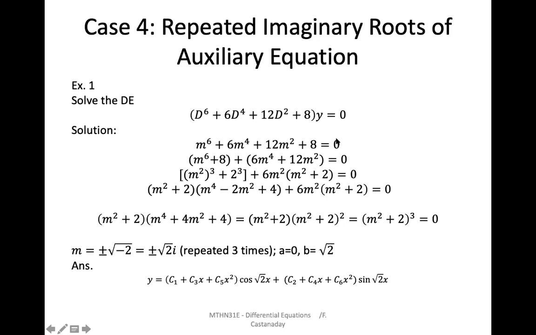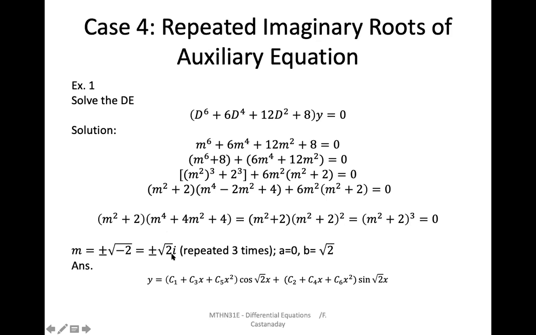Sir, m equals plus or minus square root of minus 2 equals plus or minus square root of 2. How did you get that? Are you referring to this one? Plus or minus square root of, because as you know, square root of 2 times square root of negative 1 is, you know that square root of negative 1 is what? i, right? The imaginary unit. So that's why you have i here.